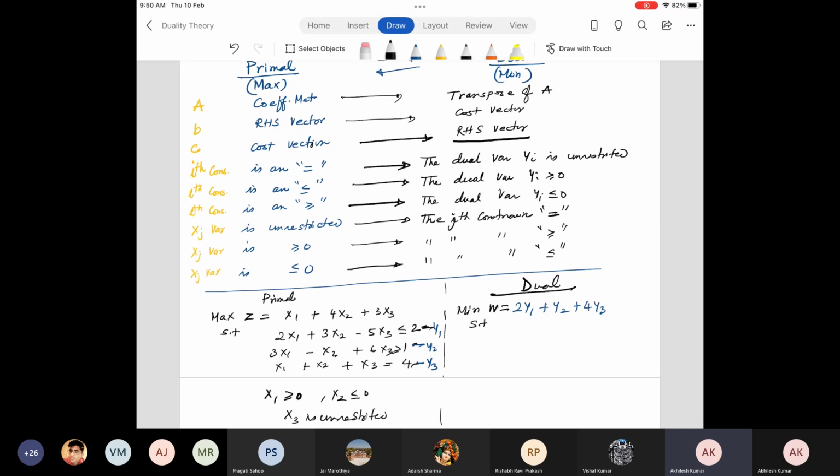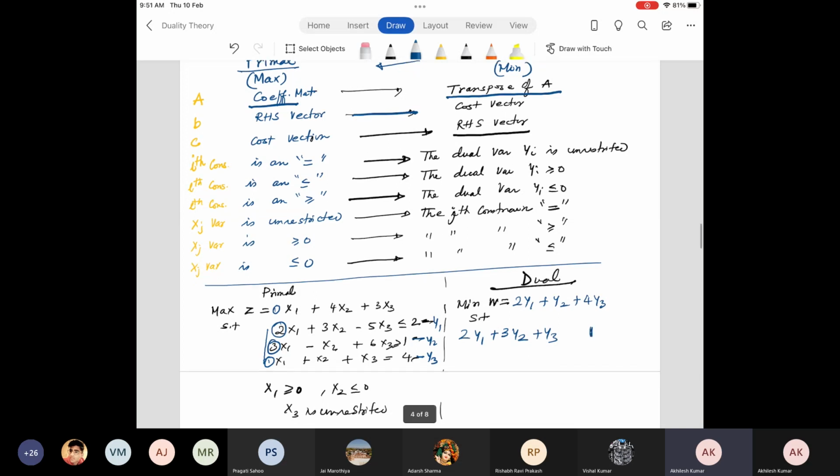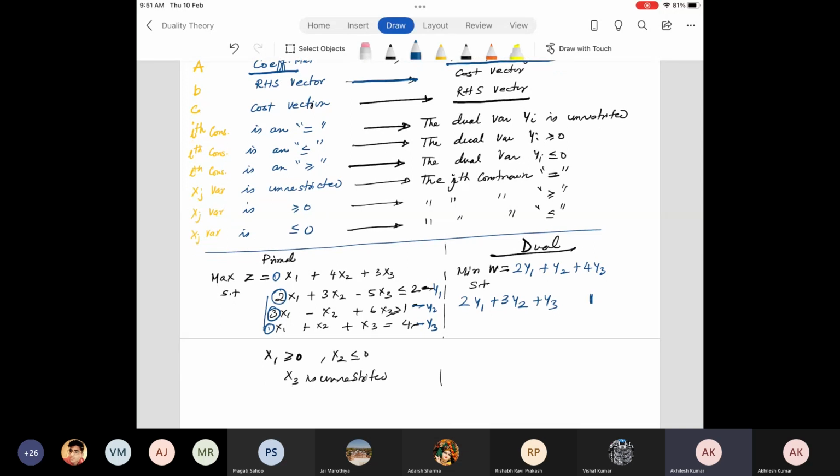So let's look at how we write the constraint. We have already seen that the coefficient matrix becomes the transpose of A. So we have to work like this: 2 into y1 plus 3 into y2 plus 1 into y3. The RHS vector becomes the cost vector, so it should be equal to 1 here. Now, can you tell me the sign of this equation? Greater than or equal to, less than or equal to, or equal to?